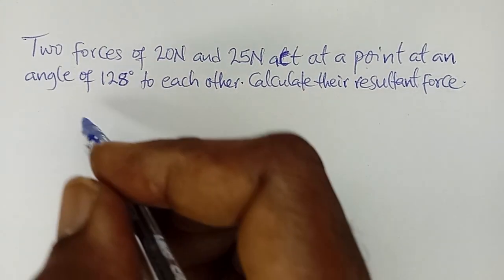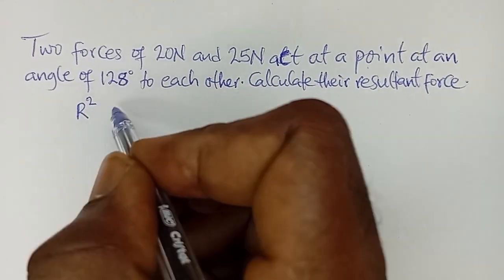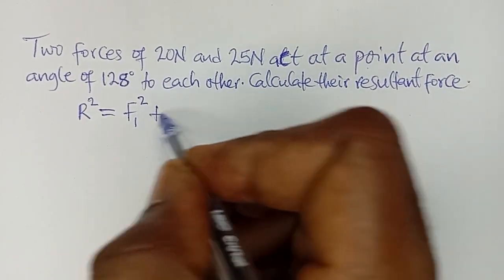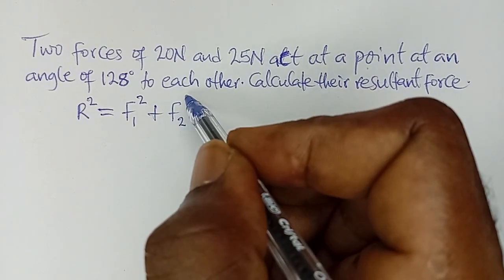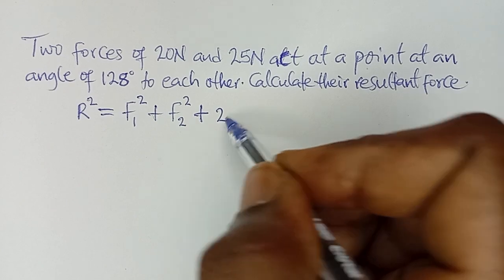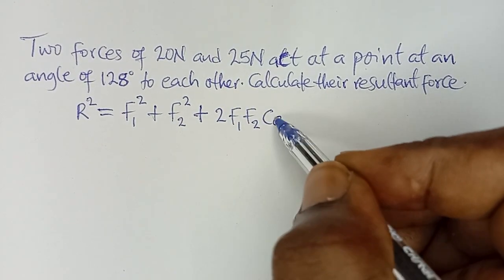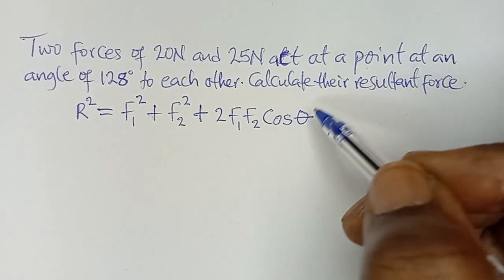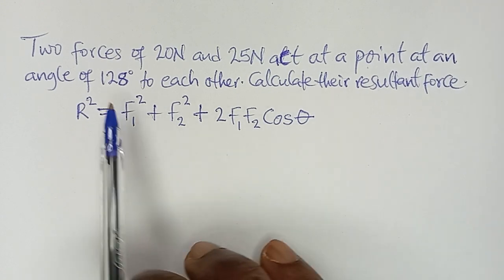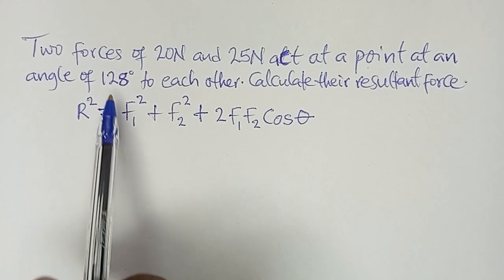So the direct formula for finding the resultant is to say R square is equal to F1 square, that is the first force squared, plus the second force squared, plus 2 multiplied by F1 and multiplied by F2 and multiplied by the cosine of the angle between them. So this is a simple formula that can be applied directly in solving a question like this, where you have two forces acting at an angle to each other.